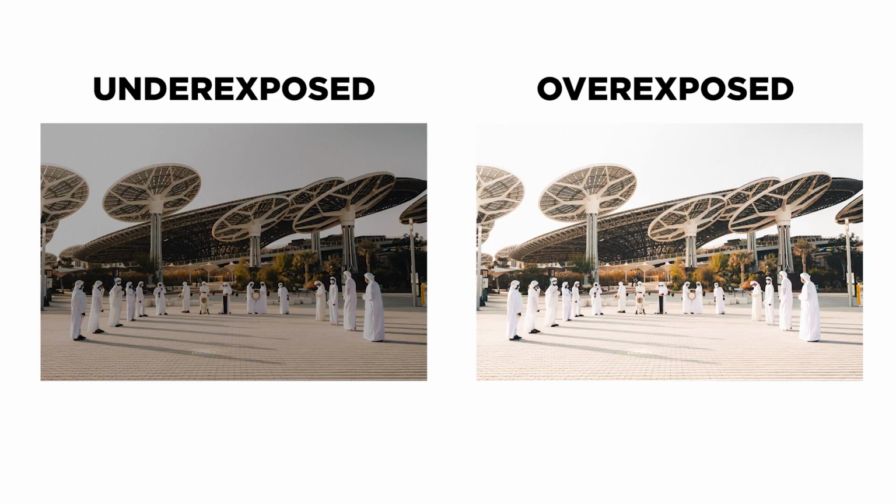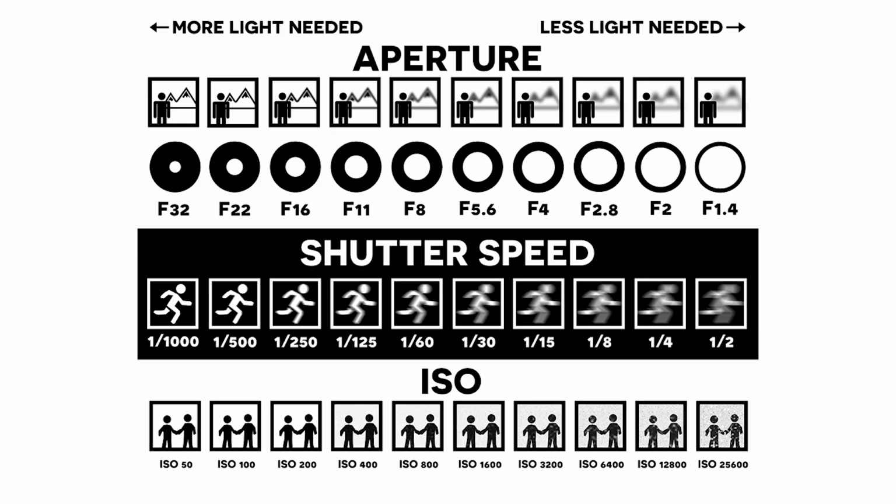A good photo is a photo with a proper exposure. An exposure is the amount of light in your photo. Is it too bright? Is it too dark? There are three fundamental settings that we need to remember to adjust our exposure: aperture, shutter speed, and ISO.